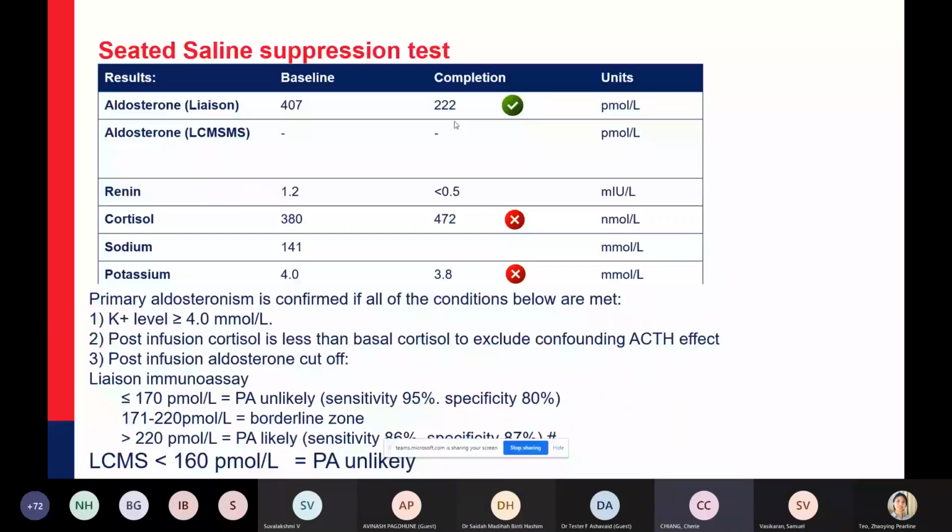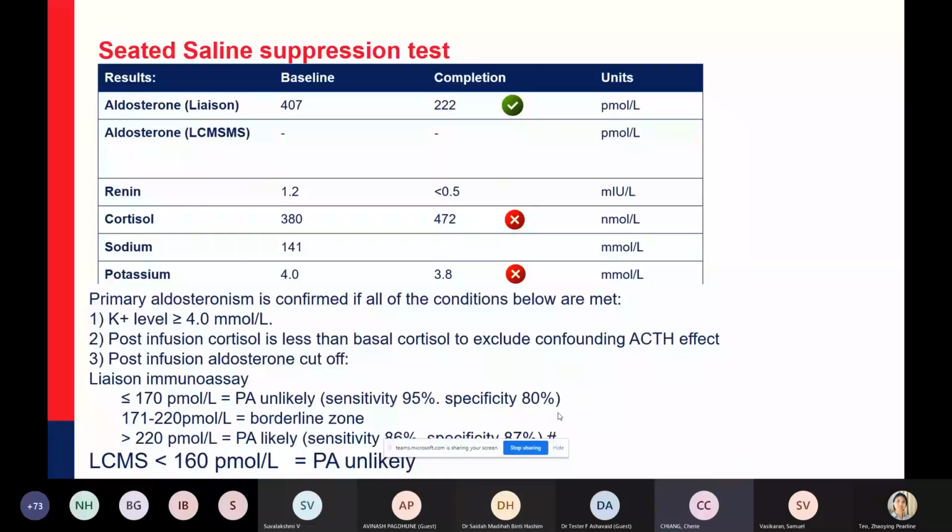And the potassium. So with the protocol, the potassium is meant to be maintained above 4. And at the conclusion of the test, it was 3.8. So a low potassium can falsely lower aldosterone. So we have 2 parameters that are clouding our interpretation. We routinely ask for all of these parameters so that we can interpret at the end.